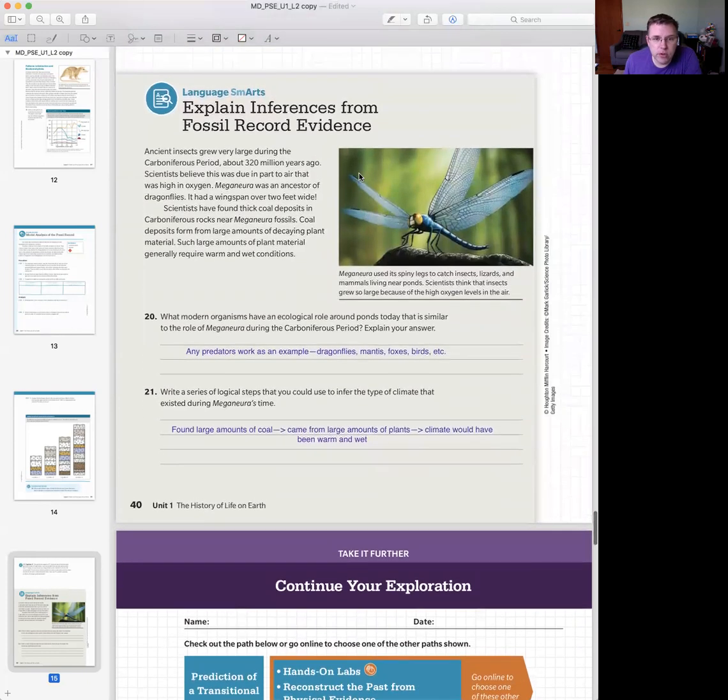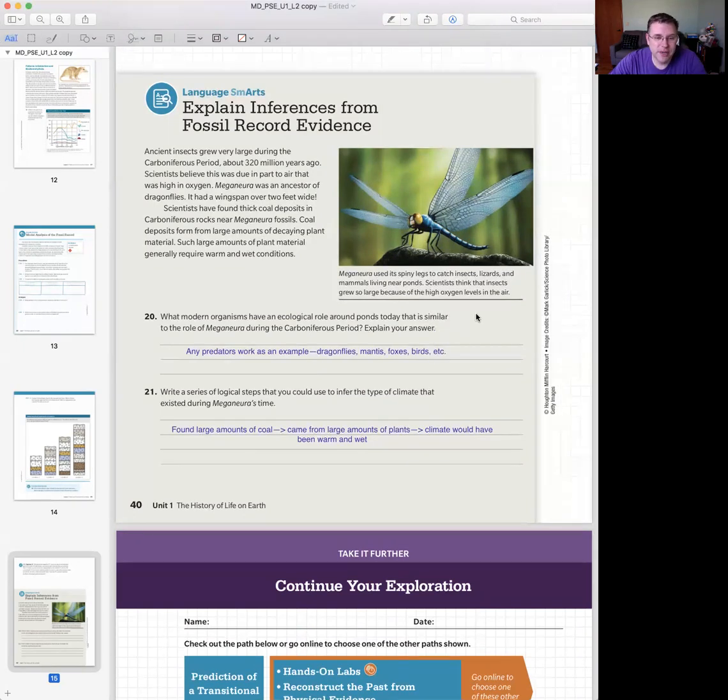All right, final little part here talks about this, I don't even know how we say it, Meganeura. I don't know, a really big dragonfly looking thing here, right? How big did it say it was? Wingspan is over 2 feet wide. Okay, this lived about 320 million years ago in the Carboniferous period. So that's a big dragonfly, right?